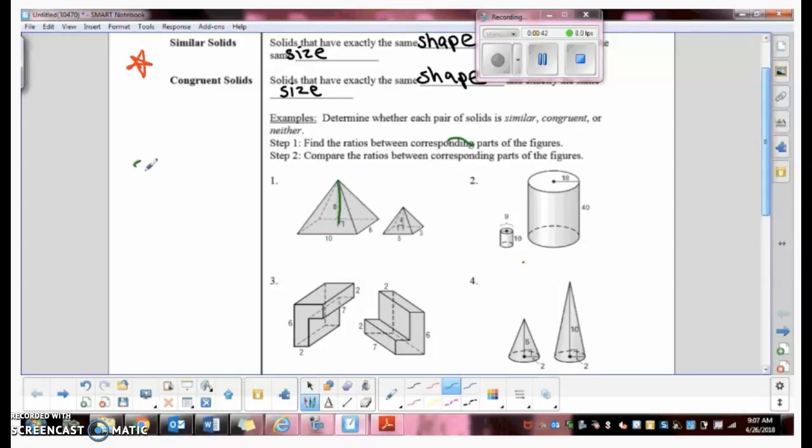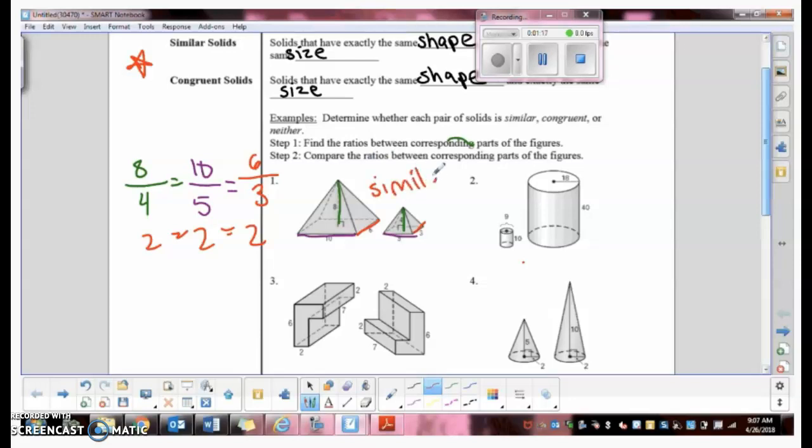So let's take a look at how this compares in a three-dimensional shape. So we have 8 over 4. You recall we're using the same colors to mark the corresponding parts. And then 8 over 4 equals 10 over 5 equals 6 over 3. And if this proportion is correct, then we know that our shapes are similar. 2, 2, and 2. So yes, correct, they are similar. We win. Yay.